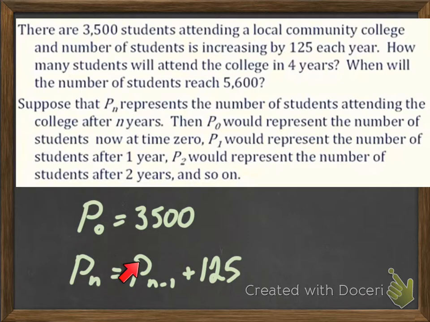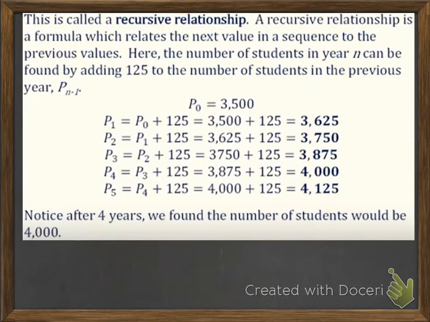So at P0, we would plug in 3,500. So P1, you would plug in P1 here, and then n minus 1 would be 1 minus 0, which would be P0, which is 3,500. So at P1, you would have 3,500 plus 125. So here's an example, right? At P1, it's P0 plus 125, you get 3,625.